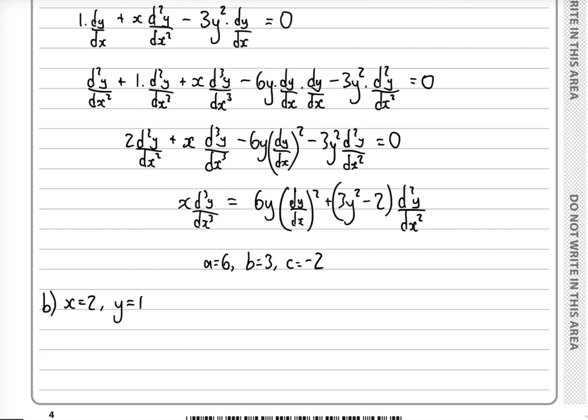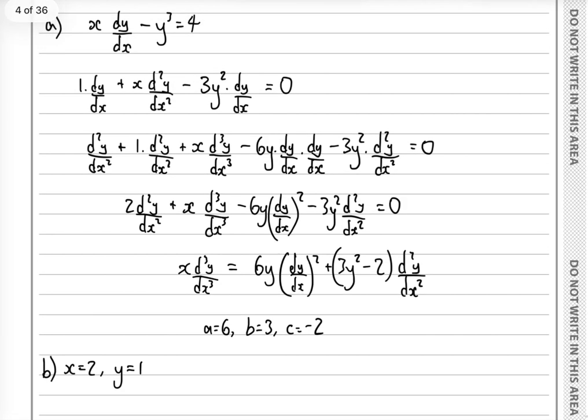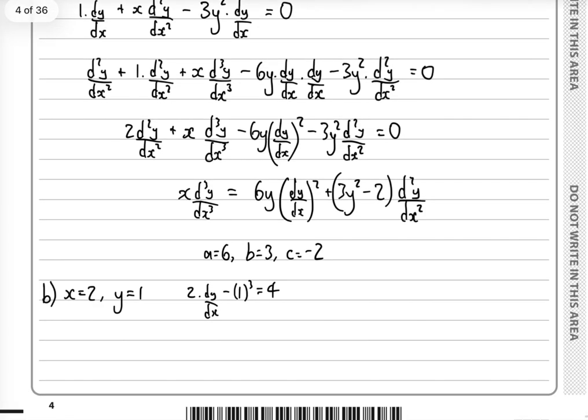I'm also going to go ahead and get the other information that I need. If x is 2 and y is 1, at the top of the screen there you can see the derivative. So 2 times dy by dx minus 1 cubed equals 4 gives me a 5 over 2 for the first derivative. Now the second derivative is at the top of the screen. So let me do that as well while I can see it.